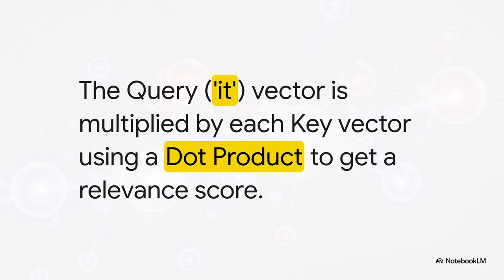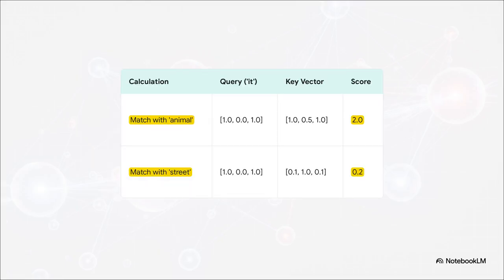The AI takes the vector for its query, "it," and basically multiplies it with the vector for each of the keys, "animal" and "street." This calculation is called a dot product, and all it does is spit out a single number that tells you how well they match up. It's a relevance score.